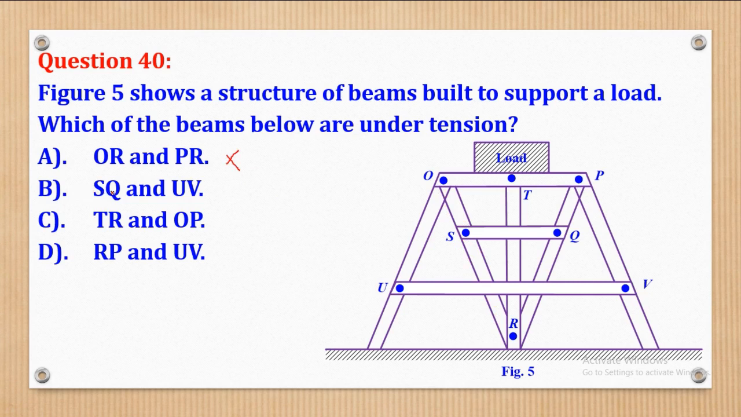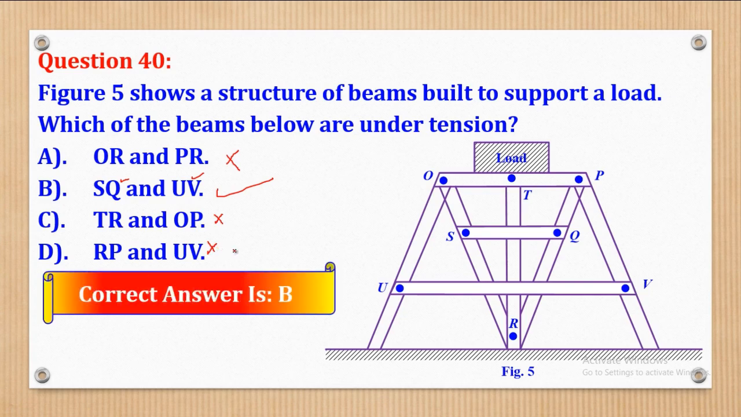When we go to part B, it is this. So when I remove this beam, this system will fall apart outwards. For example, this part will go this side and this will go this side, meaning that this one is in tension, which is okay. Then when you go to UV, when I remove this, the system will collapse outwards. For example, this one will slide this side and this one will slide this side, meaning that this one is in tension. Therefore, that is correct. Because it is only one answer which is correct, means that automatically these will also be wrong. Therefore, the correct answer will be B.